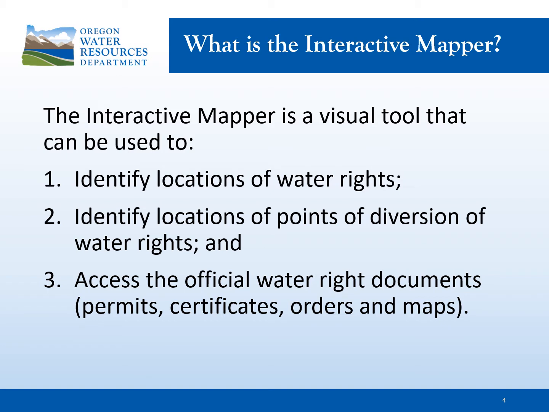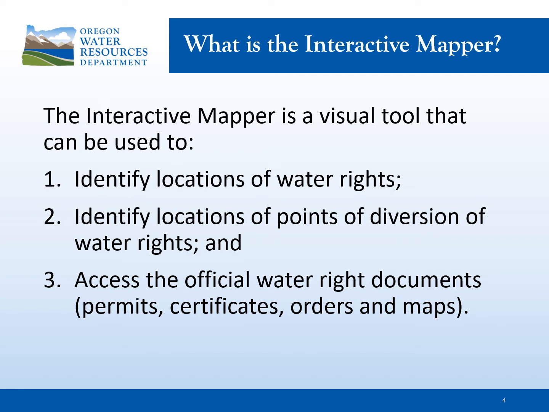What is the interactive mapper? The interactive mapper is one tool that the department has available to locate water rights. It is a visual utility to access water right information. Essentially, it is a visual database of water rights in Oregon. This tool is not the final say on whether a water right is present. The official record of the water right is the permit, certificate, registration, such as an exempt pond or limited license, or order of determination for the water use.